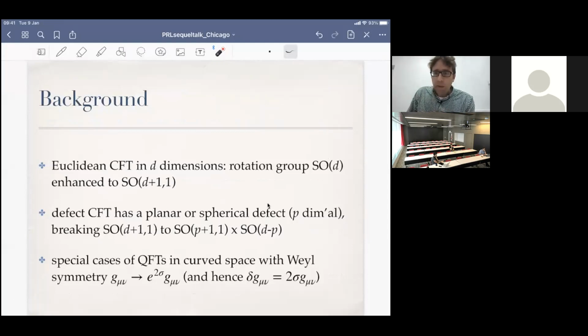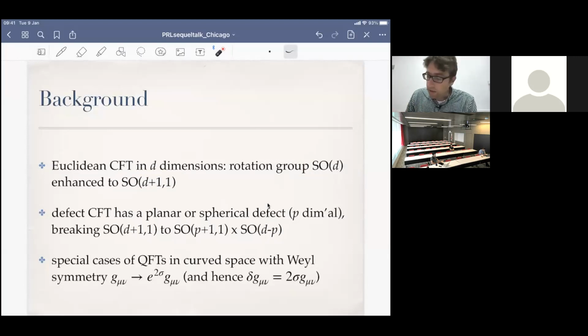So a little bit of background about what exactly I want to talk about today. I want to talk about the notion of a Euclidean conformal field theory. So time will just be like other spatial dimensions. We'll start in D dimensions, but then we'll specialize as we go forward. And what do I mean by a Euclidean conformal field theory? I mean something that has the SO(D) rotation group, rotations in D dimensions, but then it gets enhanced to this SO(D+1,1). You get these special conformal transformations and dilatations that are part of the symmetry group of these field theories.